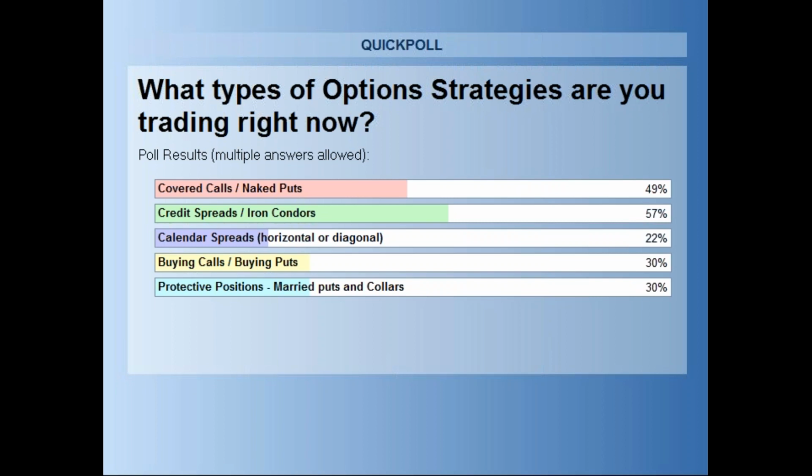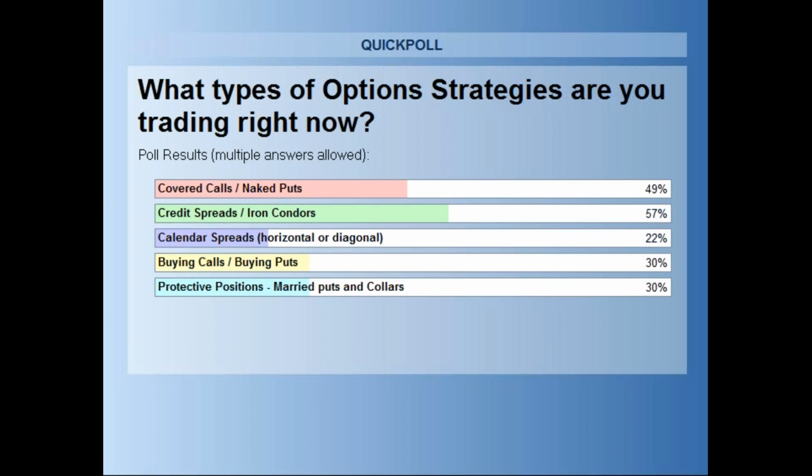All right, so Jerry says, yeah, you got hurt by diagonals before. And Lauren says the SPX trades till 4:15 on Friday. That's right. Oh, Fitzroy says it's greater than 100. Yeah, Fitzroy, you can answer more than one. Okay, that's right. So we have people doing credit spreads and covered calls and maybe buying calls as well. And that's why you got more than 100% on the poll.